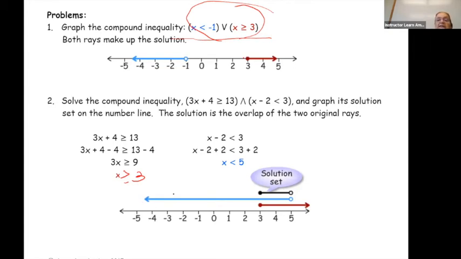Now, if it is a conjunction, it means that both of these have to be true at the same time. This is true, and also this is true. So the only parts that satisfy the conjunction are the places where these two graphs overlap. The solution set is what's shown here in the black, the parts where the blue graph and the red graph overlap each other. So the solution set would consist of 3 less than or equal to x, which is less than 5. And that would be the solution set of the compound inequality.